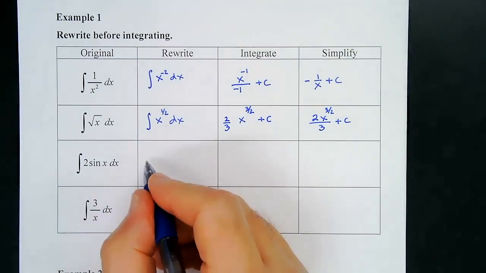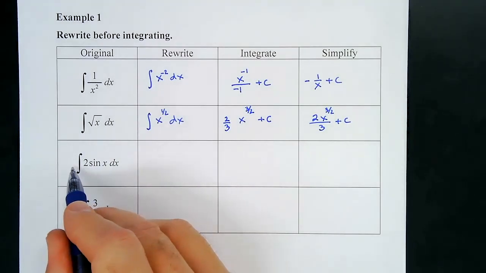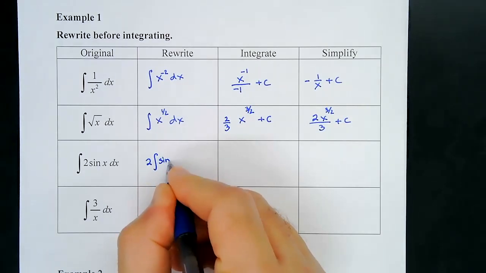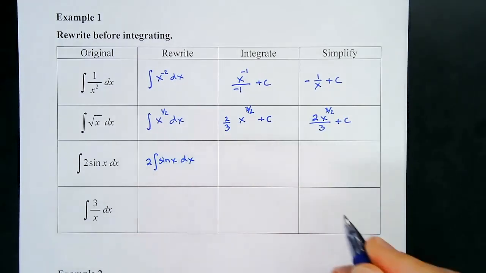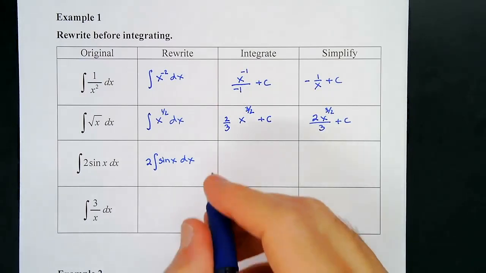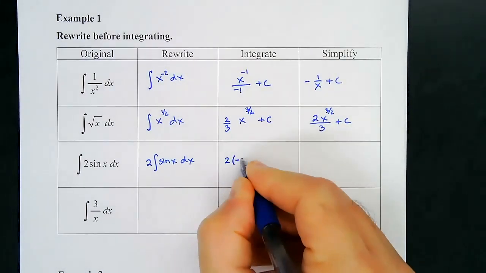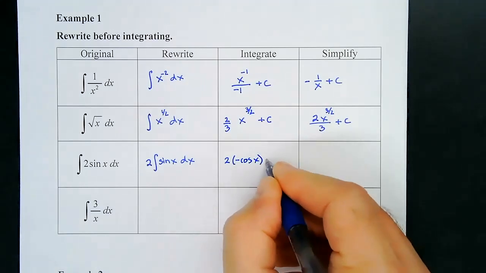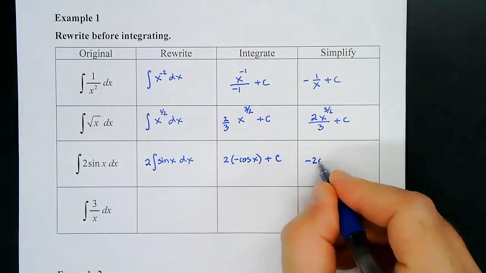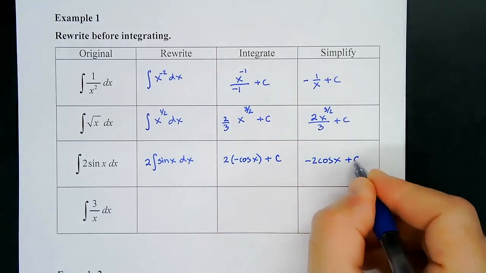Okay, so for this one, because this 2 is a constant, I'm going to pull it out, and I can rewrite this as 2 times the integral of sine of x dx. I know if I take the derivative of cosine, I get negative sine. That means if I integrate sine, I would get negative cosine. So this becomes 2 times negative cosine of x plus some constant c, which, multiplying these together, gives you negative 2 cosine of x plus c.